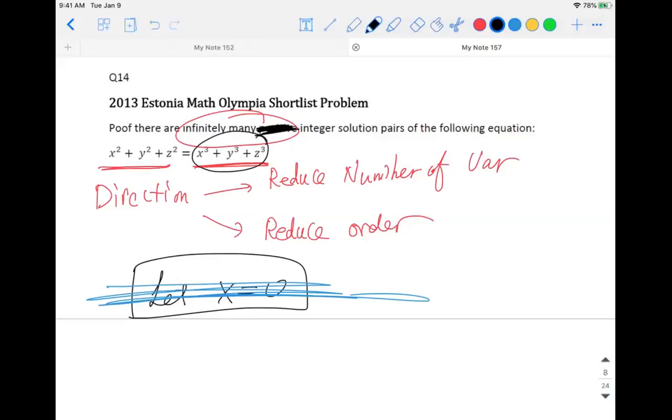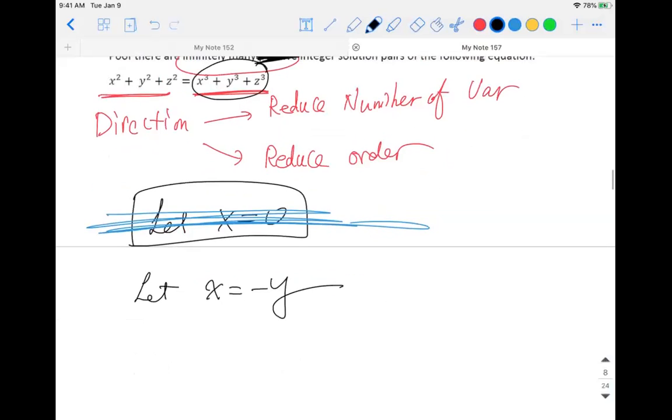Let them equal one another, right? Like Alan mentioned, let them equal to one another. This is a very big step, right? Let x equal minus y. I know this is a huge step as well, right? But as long as you do this, what are you going to have? 2x squared z squared equals z cubed. Is that right?